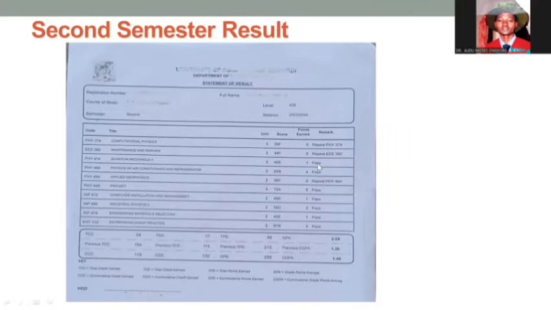For a course that a student passed, the remark there is passed. Then the one he failed, he earned no point, this is 0. So the student is to repeat this course. So these are other vital information. When we go into the practical session, I will explain all this.